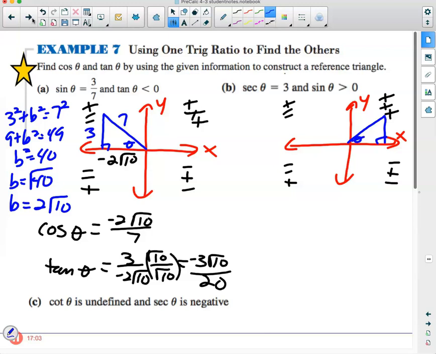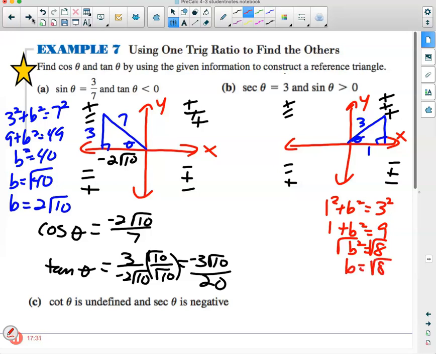Secant is 3. You told me we get that from flipping cosine. So that would mean cosine was 1/3. So adjacent over hypotenuse, looking like so. Still going to have to do the Pythagorean theorem. We have to figure out the other one. So we had another one there where we need to simplify.